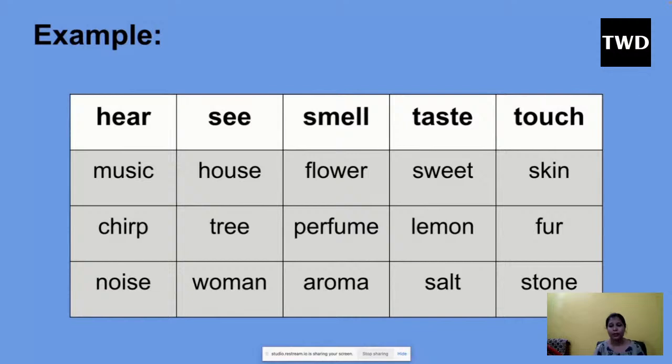Again, touch. Touch your skin and you will come to know whether it is rough or smooth or dry, isn't it? That is the feeling which we have. If we touch a stone, we come to know it is so hard. If we touch fur, we come to know it is so smooth and soft. So these are the examples of concrete nouns where we can use our five sense organs to identify those things.